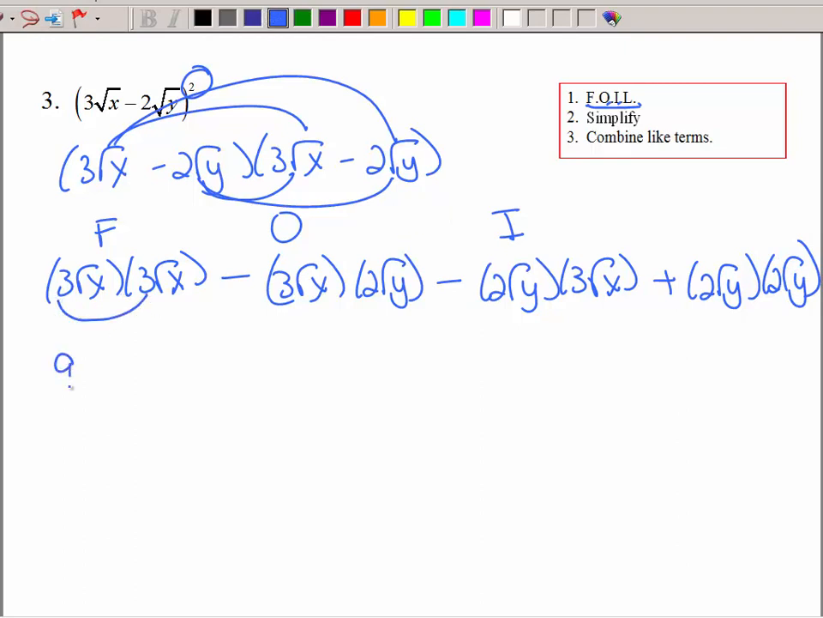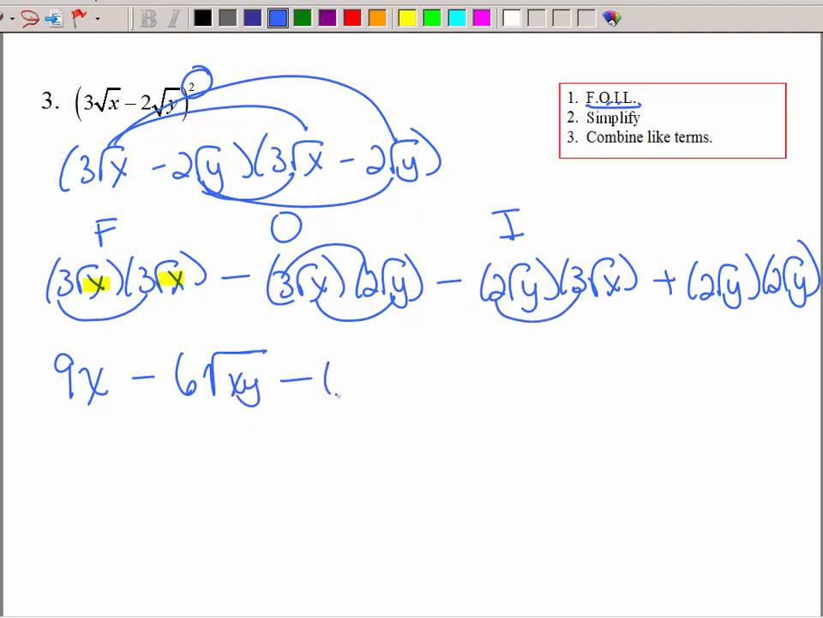Outside times outside is 9. And then look at what we have. We have the exact same thing under the square root. So the square root of x times the square root of x is just x. That's right. Minus the outsides, that's 6. The insides is xy.